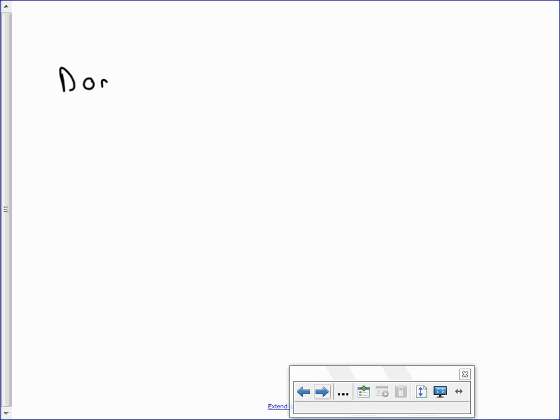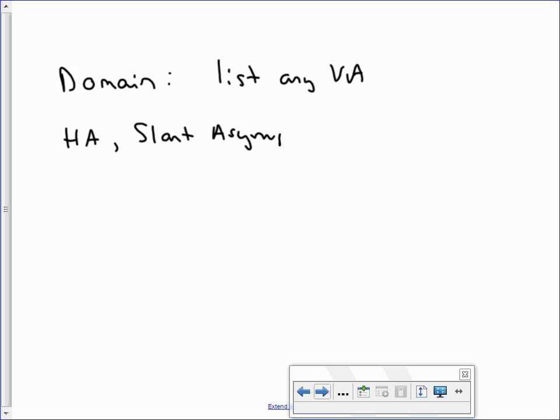First of all, make sure you take a look at the domain, okay? In particular, list any vertical asymptotes or any other domain issues that you might have. Second, you want to do horizontal asymptotes and slant asymptotes. You cannot have both. They cannot have a horizontal asymptote and a slant asymptote. And if you think about how rational functions look and how you figure out horizontal asymptotes and slant asymptotes, you'll see why. You're going to need to take your derivative, which you already have, and you're going to look at your critical numbers.